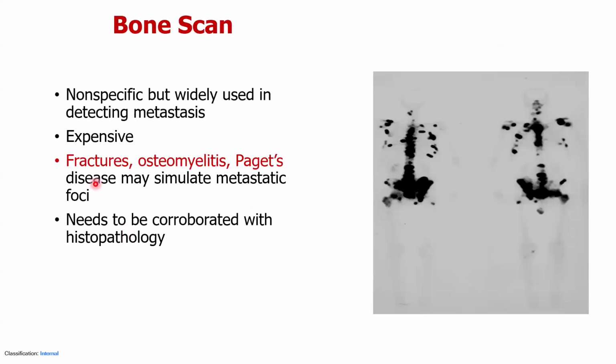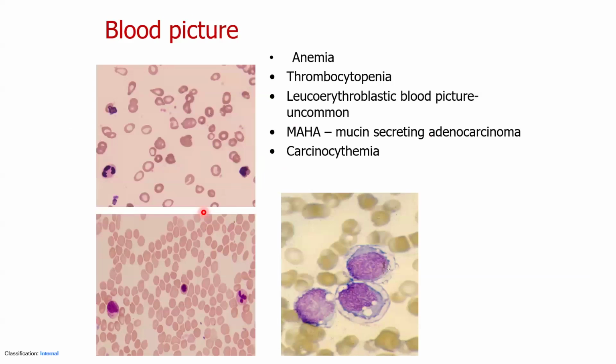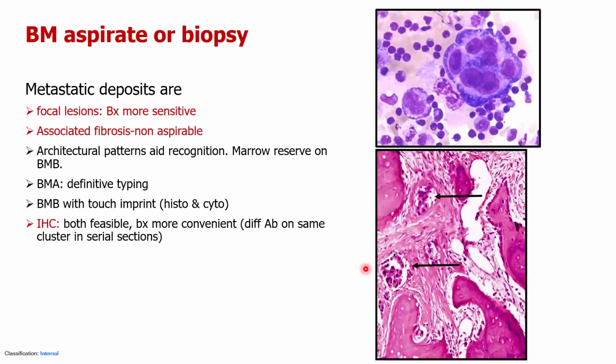Bone scan usually is non-specific, but it is still used in detecting metastasis. It is expensive, but fractures, osteomyelitis, and Paget's disease also simulate metastatic foci. It has to be corroborated with histopathological findings. In blood, we come across anemia, thrombocytopenia, and a leukoerythroblastic blood picture because of associated fibrosis. Very rarely, we come across carcinocythemia, or circulating tumor cells within the peripheral blood.